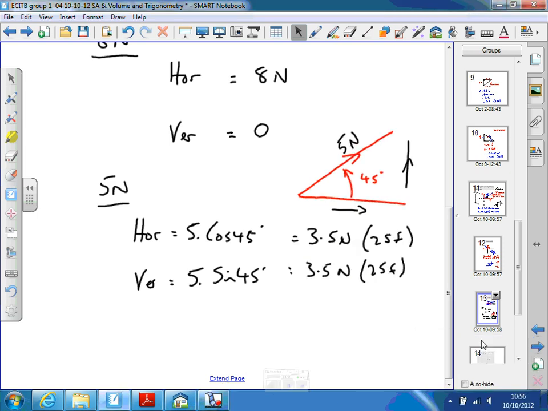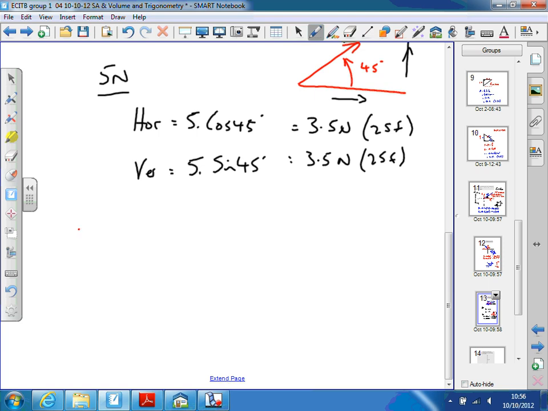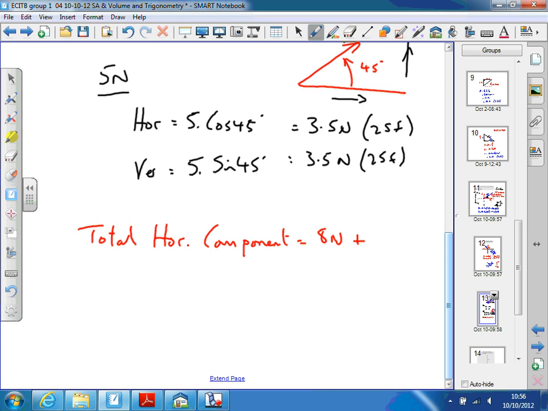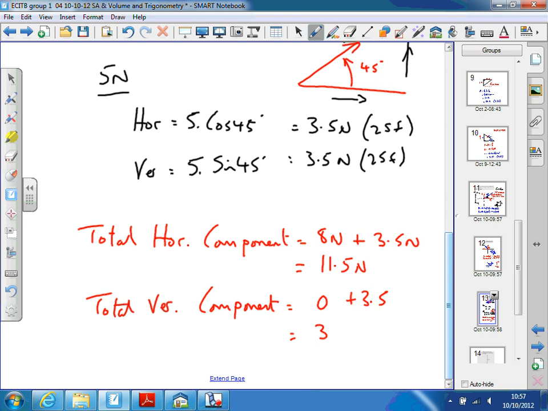We've got, therefore, we can say that the total horizontal component equals the first force's horizontal component, 8 newtons, plus 3.5 newtons, which is 11.5 newtons. So we've got the total horizontal component of this force. The total vertical component is 0 plus 3.5, so that equals 3.5 newtons. So we add up the total vertical and horizontal components, and you might put this in a table, so you just add them all up. What are all the horizontal bits? What are all the vertical bits? So you can apply this principle to any number of these forces.